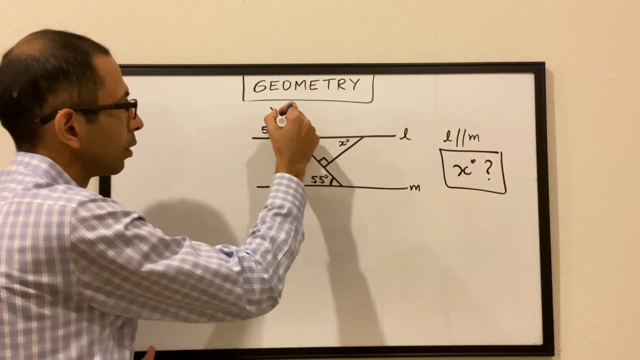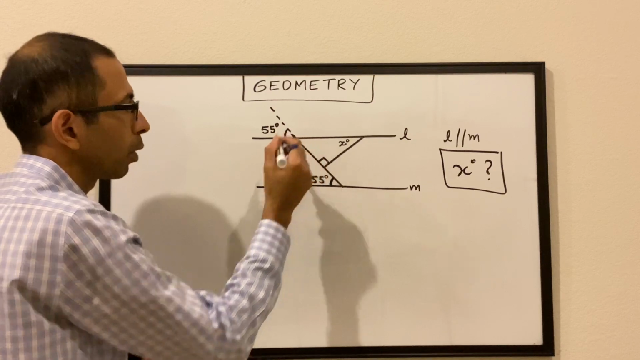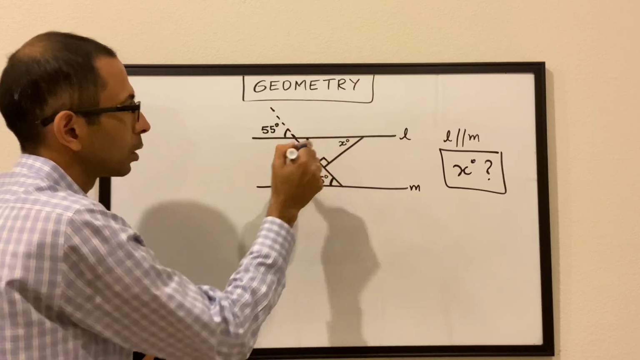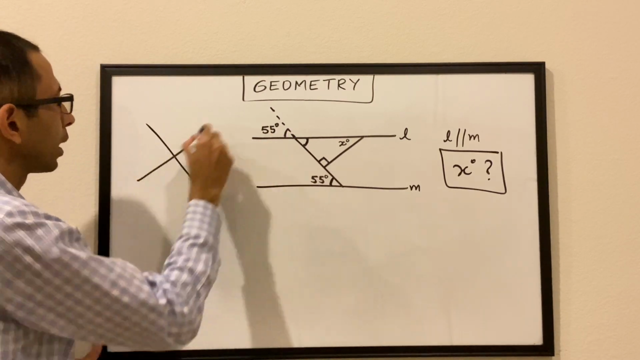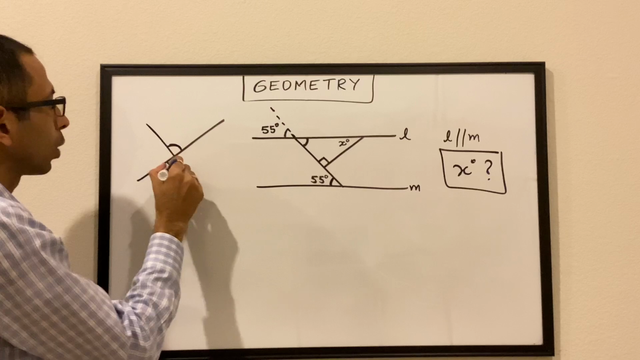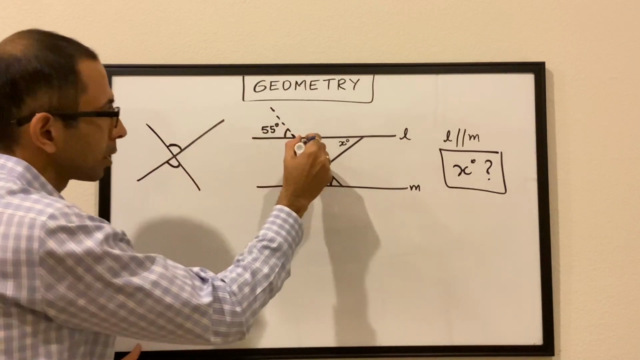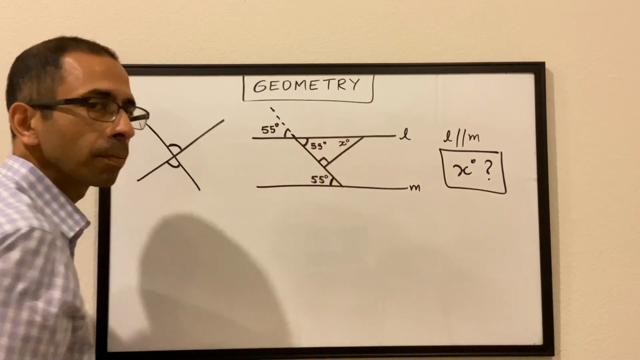Now, when we look at these two lines intersecting each other at this point, this angle becomes vertically opposite to this angle. We talked about earlier that if there are two lines intersecting, then these two angles are vertically opposite and they are equal. Hence, this angle will also be 55 degrees, correct?